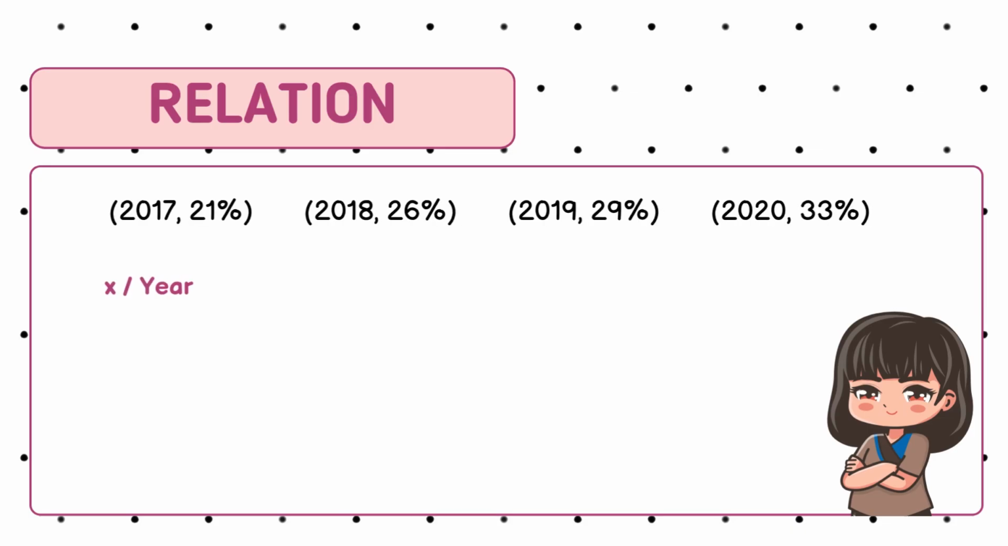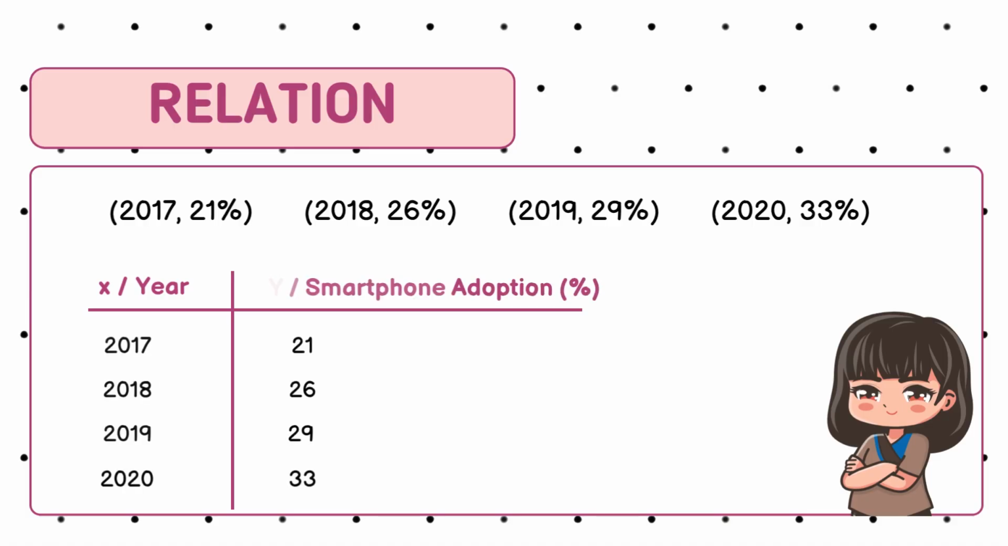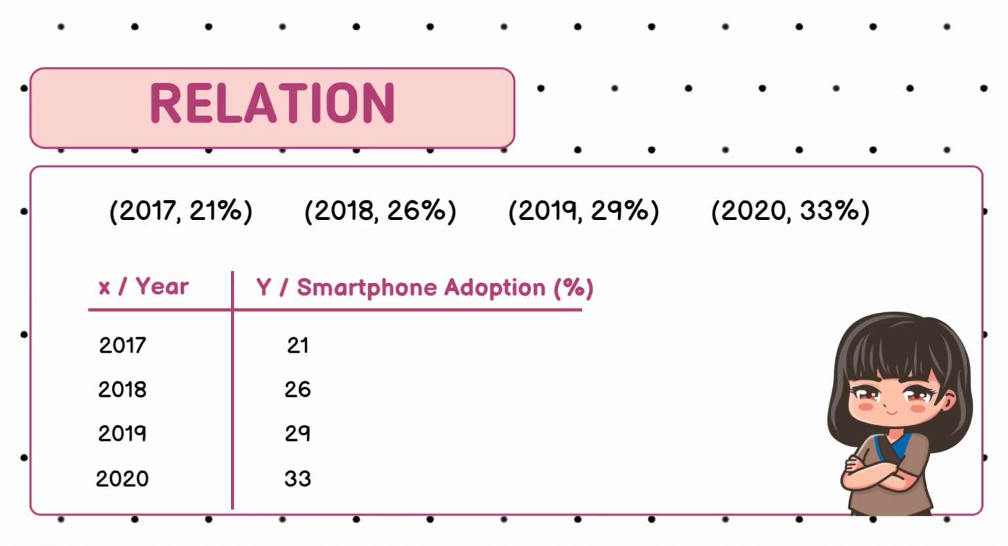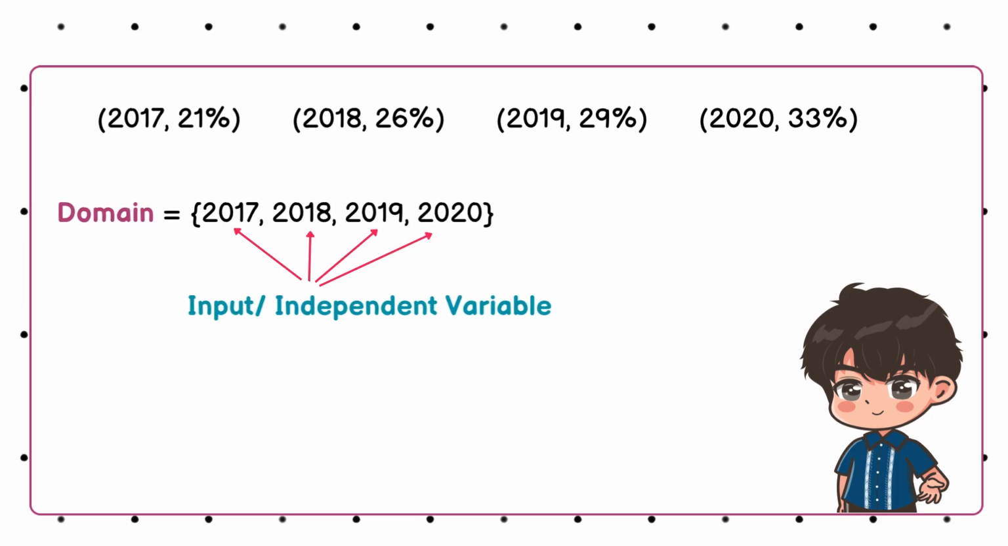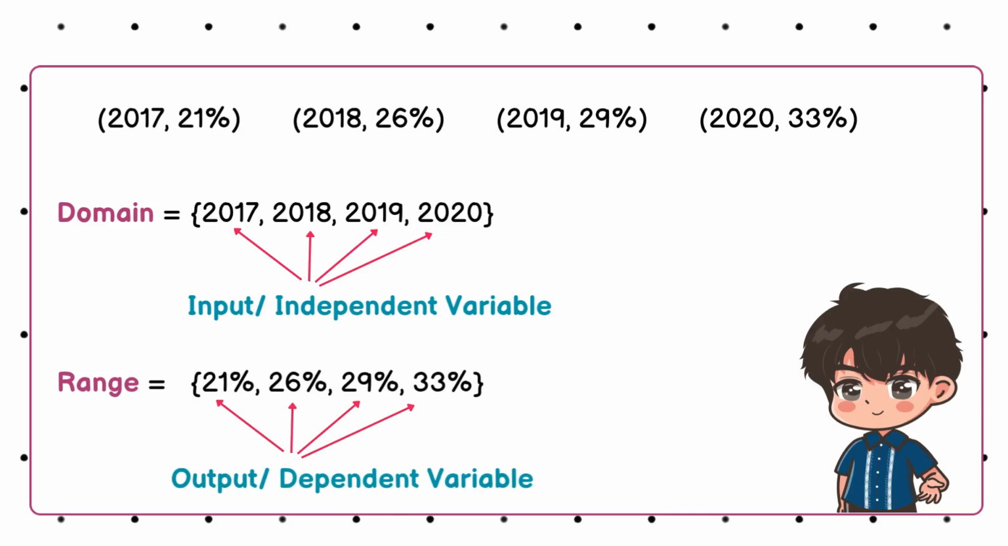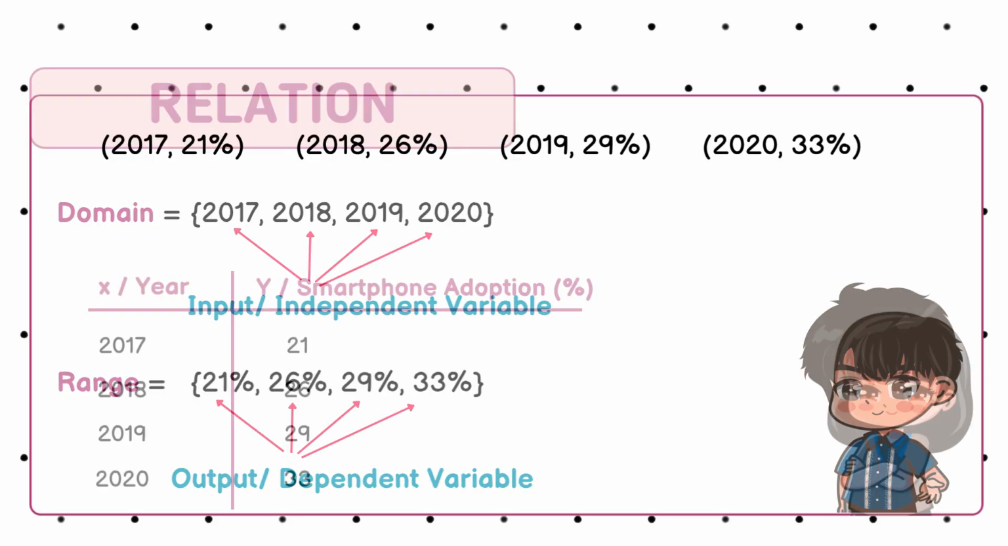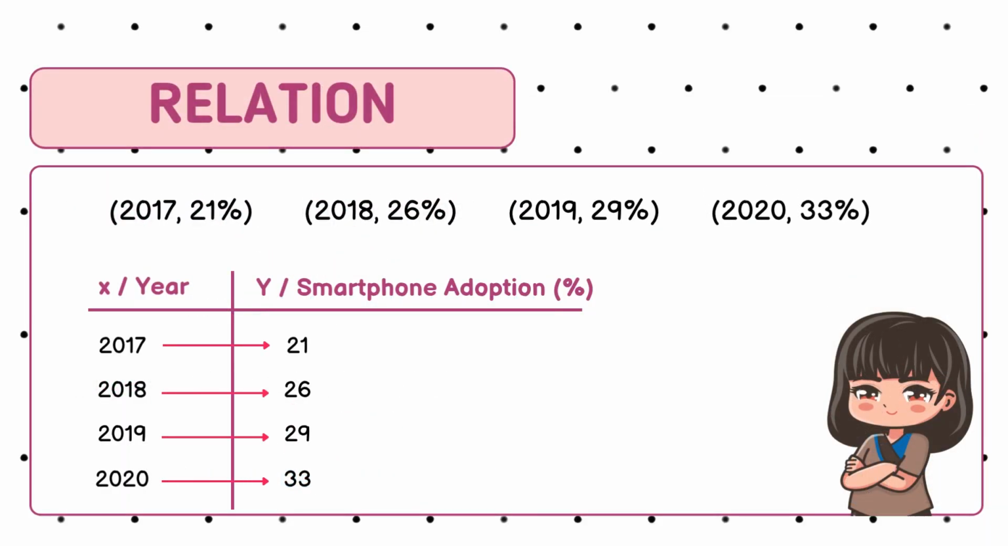Here, x represents the year, and y represents the smartphone adoption percentage. Note that each value in the domain is also known as an input value or independent variable, and each value in the range is also known as an output value or dependent variable. In this relation, each year is paired with exactly one percentage. This is a key feature of a function.